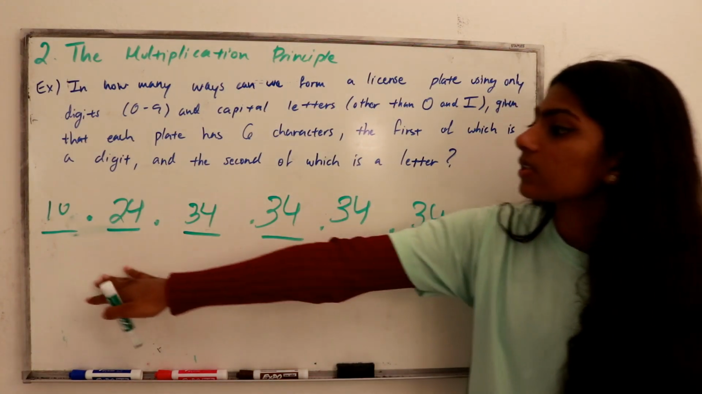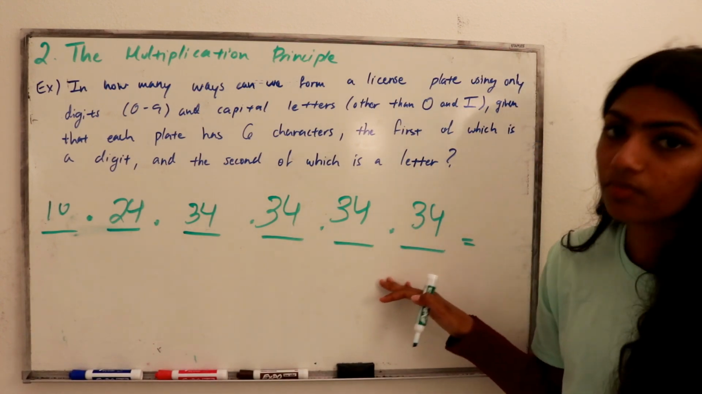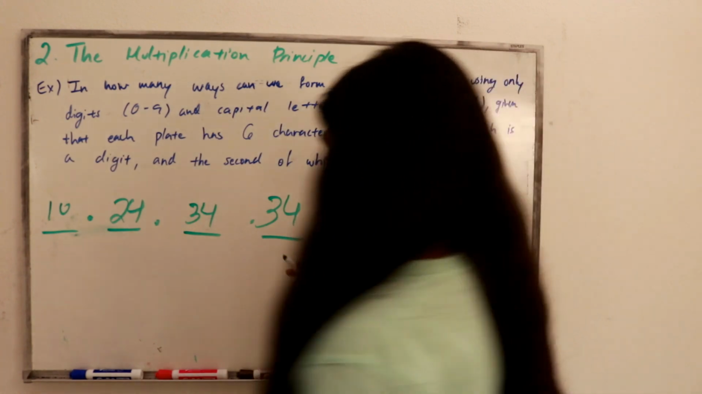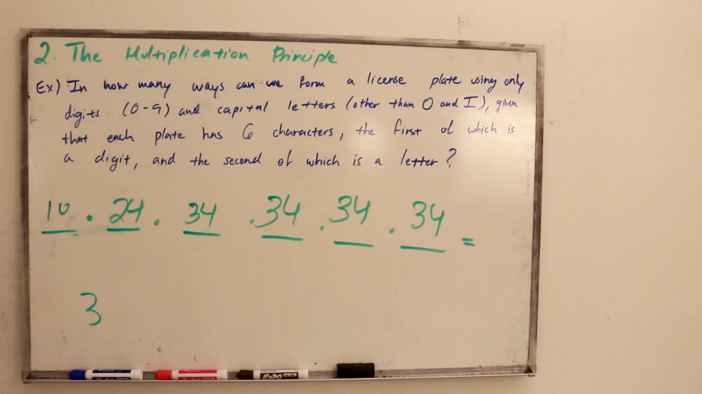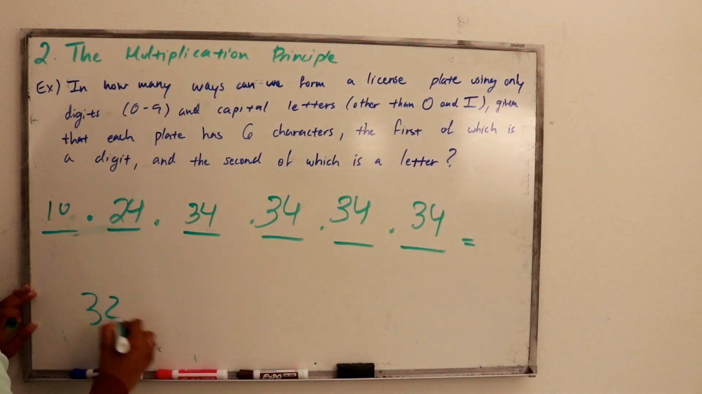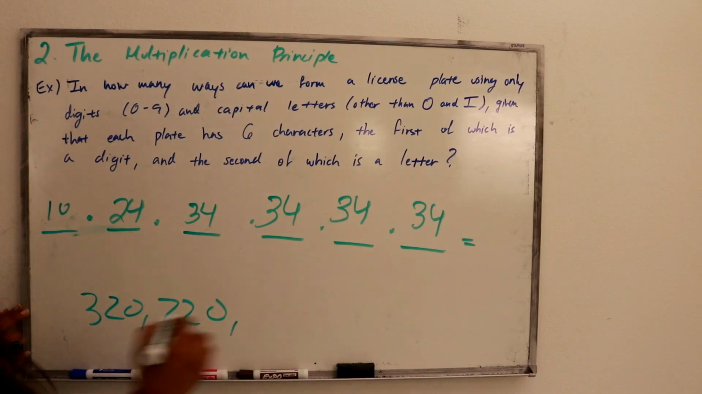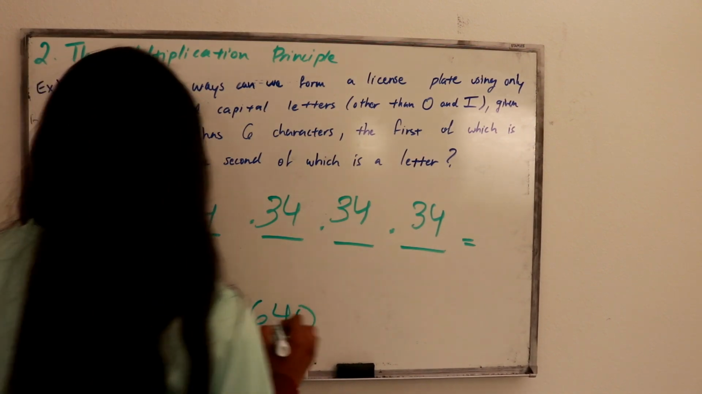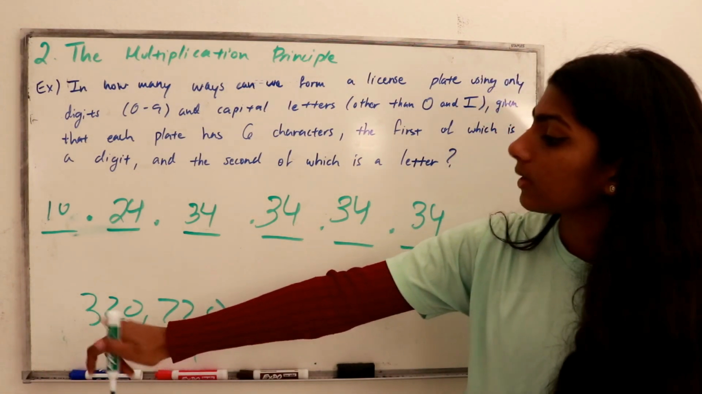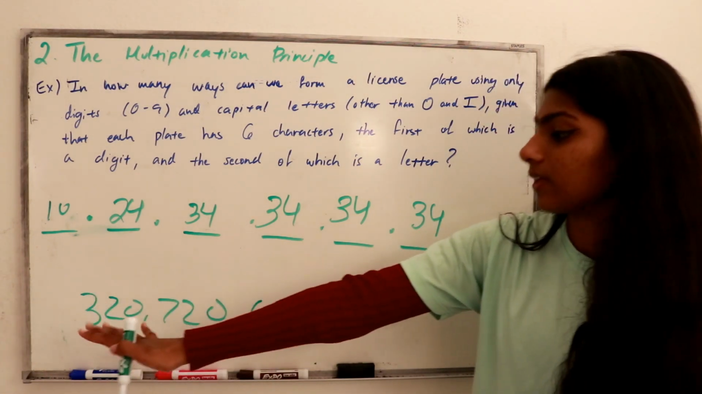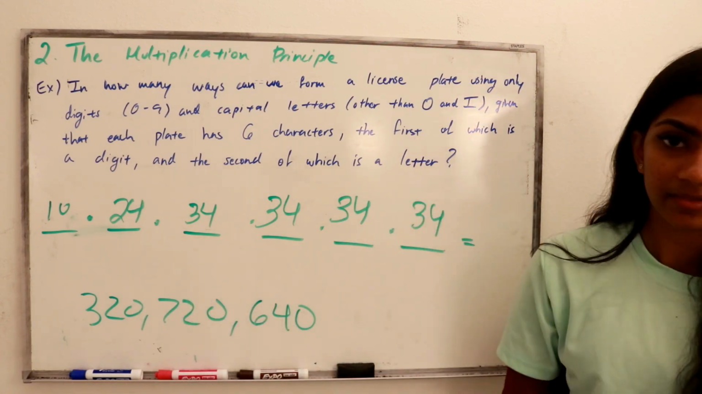So that gives us 10 times 24 times 34 times 34 times 34 times 34, which will give us, see right here, 320,720,640. So these are a lot of options. 320,720,640 options for the license plate.